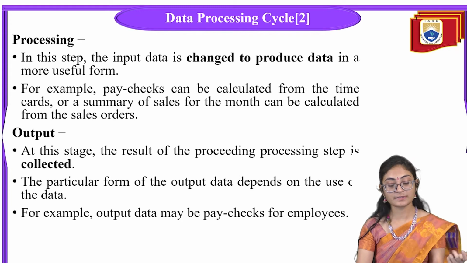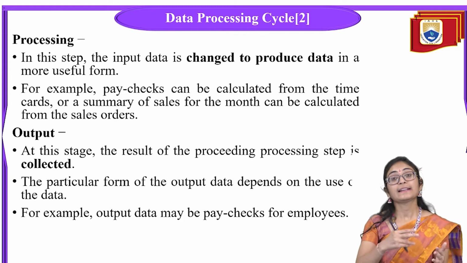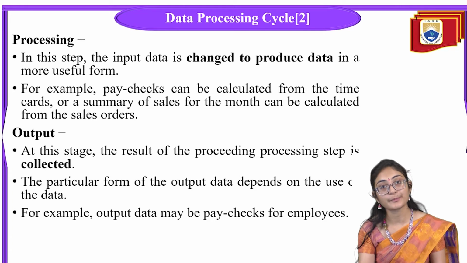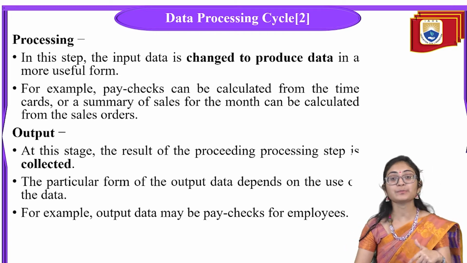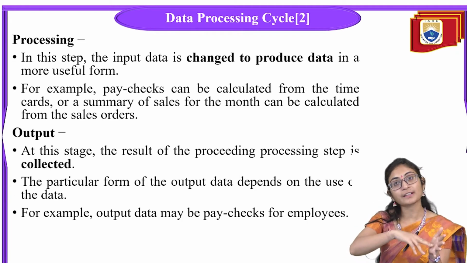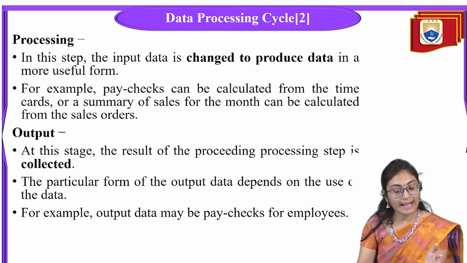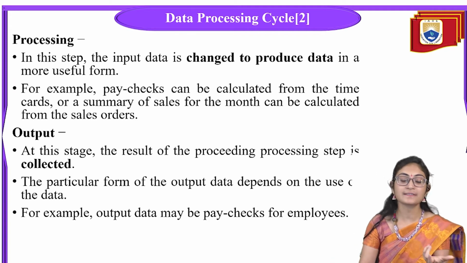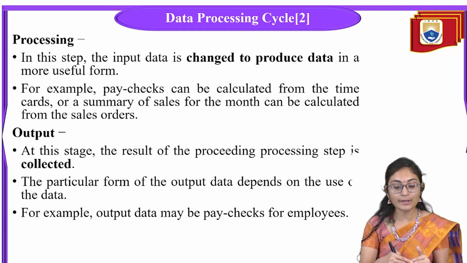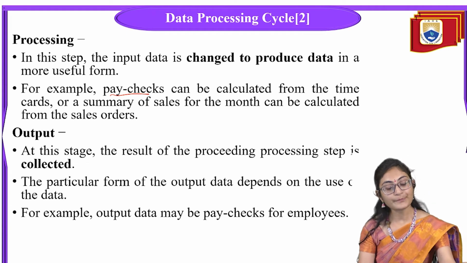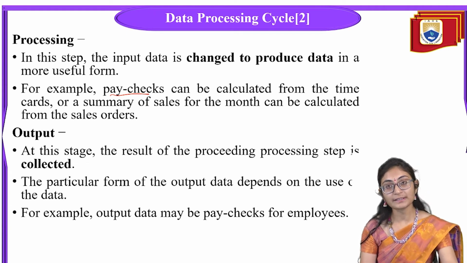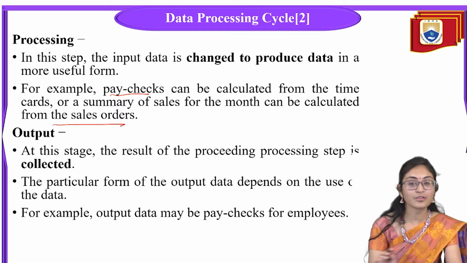It is the second step. That means it will be used to produce the data. First, you have to give the input to your machine. Then, after accepting that input, in the processing it will change your data into a useful format, and that useful format data is very useful for the user. For example, paychecks can be calculated from the time cards, or a summary of sales for the month can be calculated from the sales orders.